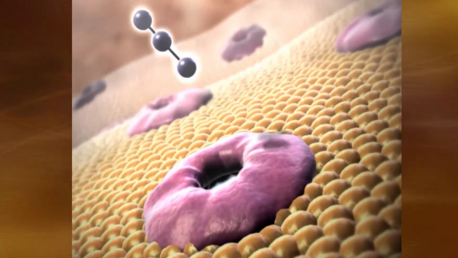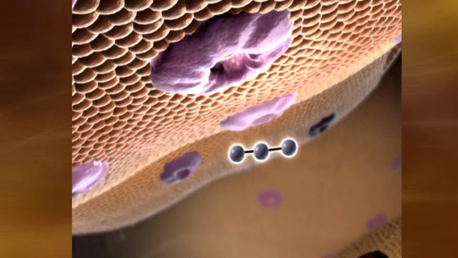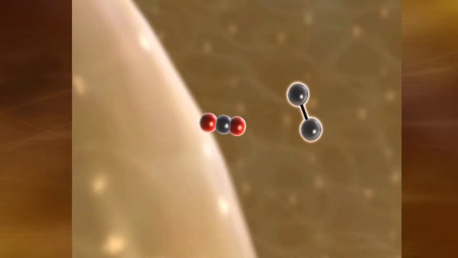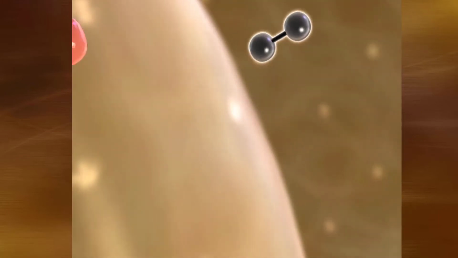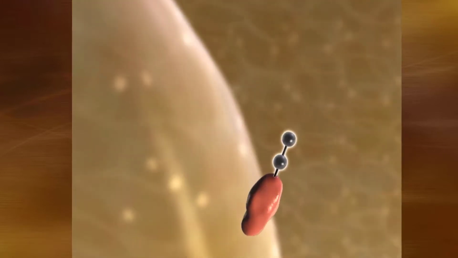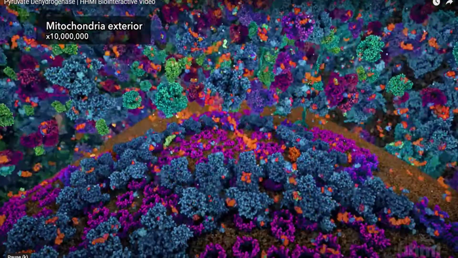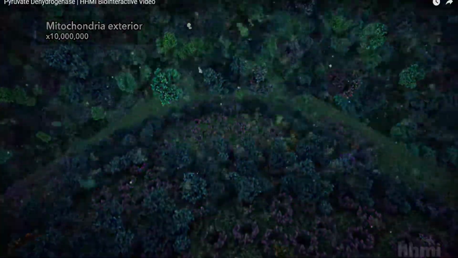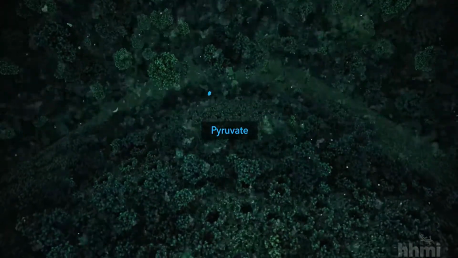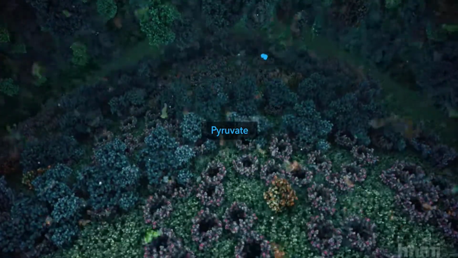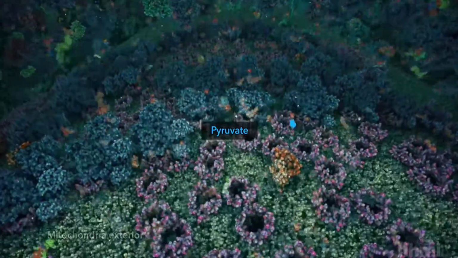Let's follow this pyruvic acid molecule into a mitochondrion to see where most of the energy is extracted. As the molecule enters the mitochondrion, 1 carbon is removed, forming carbon dioxide as a byproduct. Electrons are stripped, forming NADH. Coenzyme A attaches to the 2-carbon fragment, forming acetyl-CoA. The product of glycolysis, the pyruvate molecule, is the source of carbon and electrons for aerobic respiration reactions inside your mitochondria.